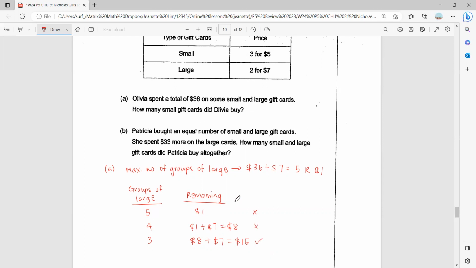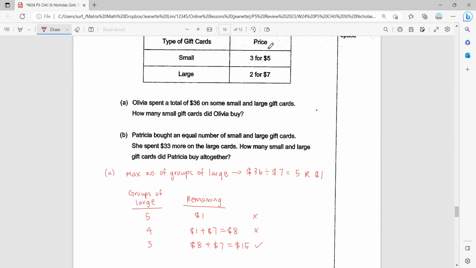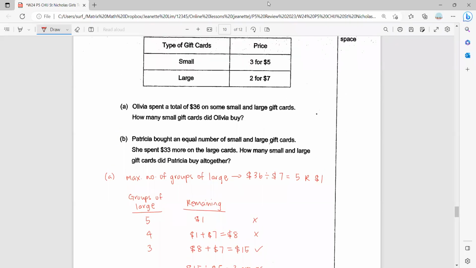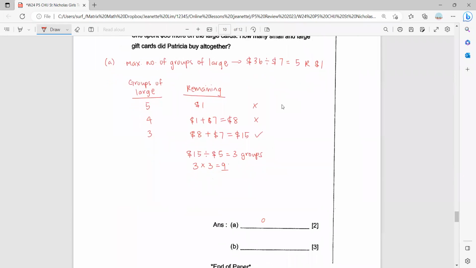So with $15, how many small gift cards can I get? $15 divided by 5 to find the number of groups. So there are 3 groups of small, right? 3 groups of small will be 3 times 3, because the small gift cards are sold in groups of 3s. So the answer for part A is 9.